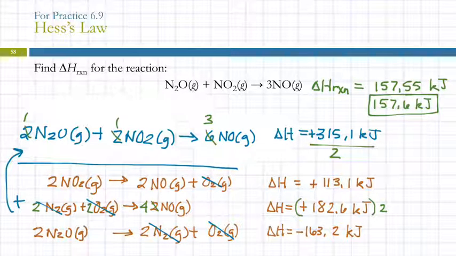Any questions? Yes? Why did I divide by 2? That's a good question. So when I added all of these together, I had coefficients of 2, 2, and 6. But the actual reaction I wanted was 1, 1, and 3. So I divided the coefficients to make them the lowest ratio. Whatever you do to these coefficients, you have to do to delta H. If you multiply by 2, you multiply by 2. If you divide by 2, you divide by 2. Any other questions?